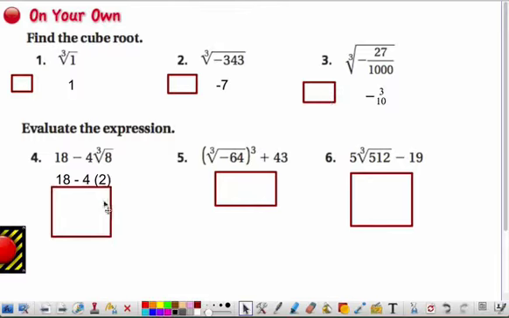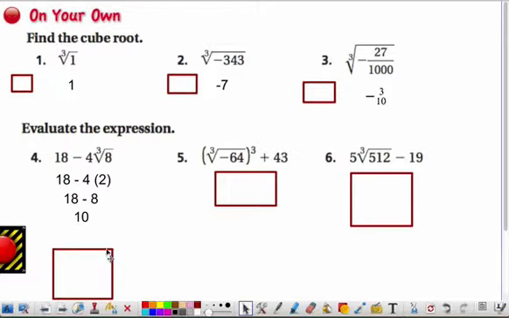On number 4, when you start evaluating these expressions, the cube root of 8 is 2. Follow the order of operations. 4 times 2 is 8. 18 minus 8 is 10.